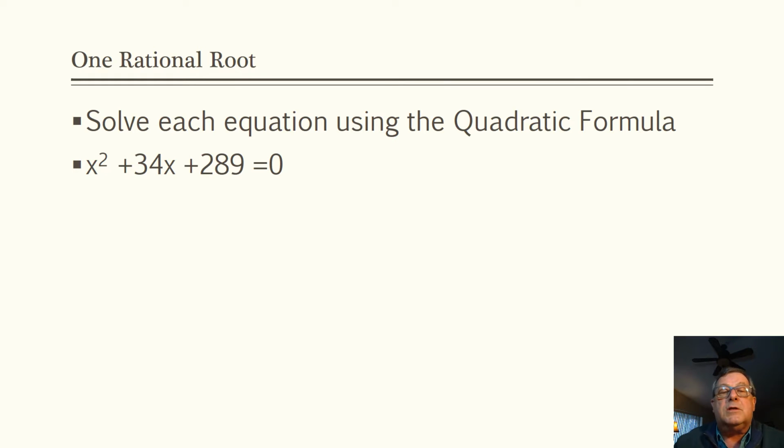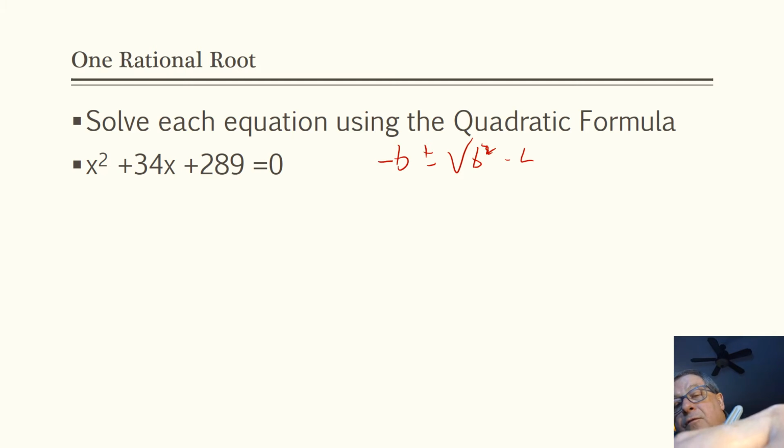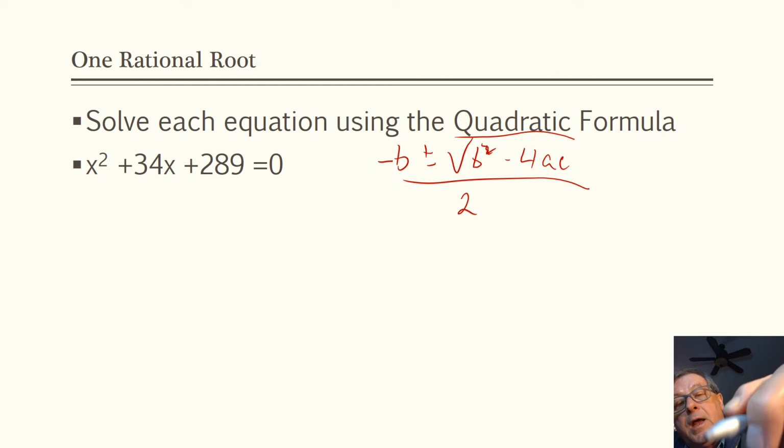Okay, so again, we're going to solve each equation using the quadratic formula, and the equation is x squared plus 34x plus 289 equals 0. So again, our quadratic formula is negative b plus or minus square root of b squared minus 4ac over 2 times a.